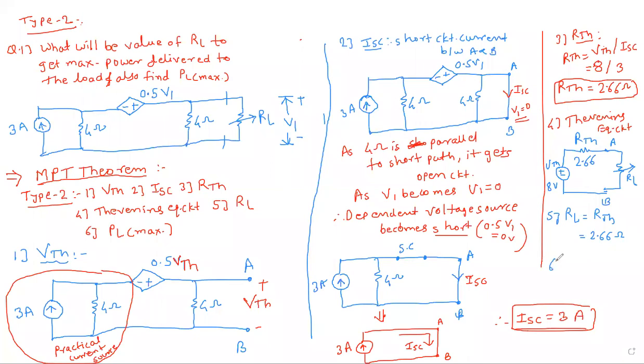And the sixth one, calculate PLmax. PLmax is VTH square divided by 4 into RL. Calculate and tell me the PLmax. You can cross check. I will tell the answer: 6.01 watt. The last answer will be PLmax equal to 6.01 watt. Does it come? Yes, sir.